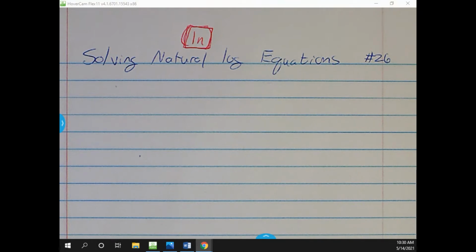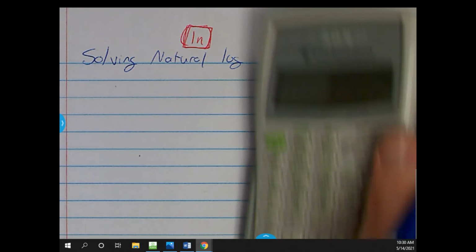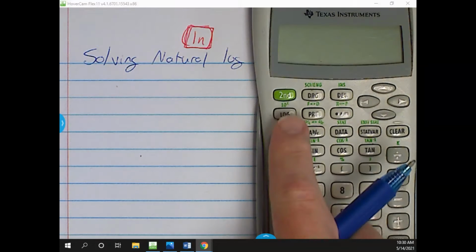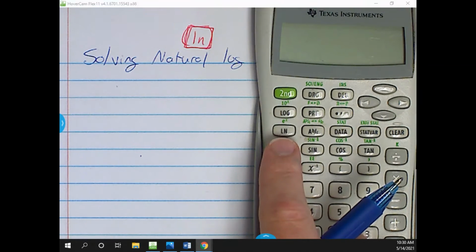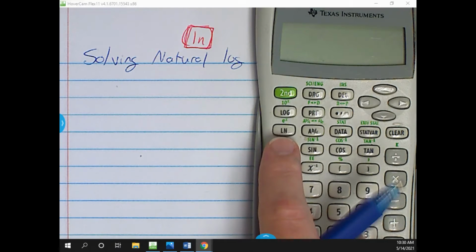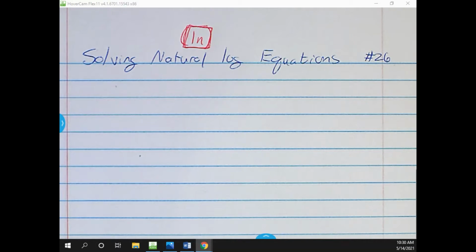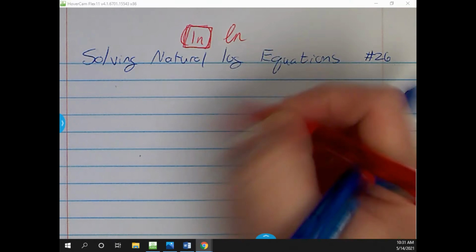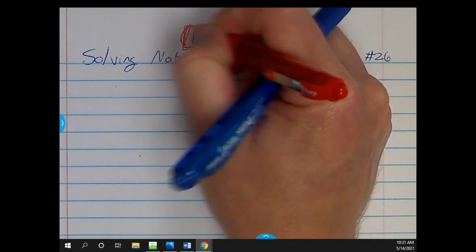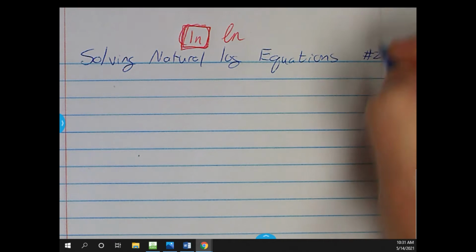On your calculator, if you've got the Texas Instruments, if you look at the log button, right underneath it there's your LN button. So when we talk about LN, that's what we're talking about. Sometimes you'll see LN like that, sometimes they'll do it in cursive, but in most cases you're going to see it looking something like that.